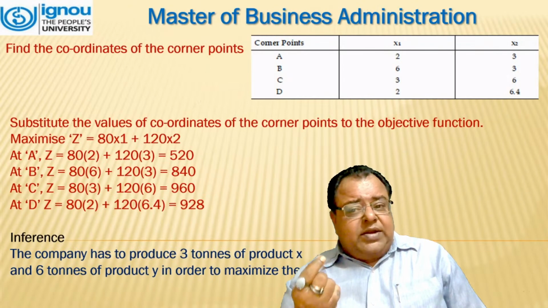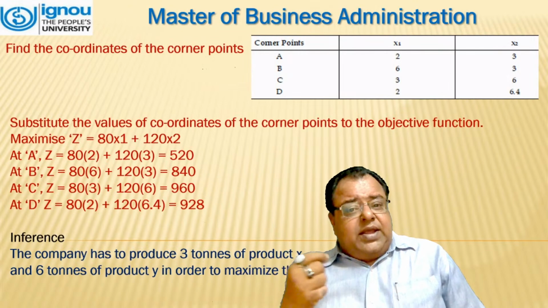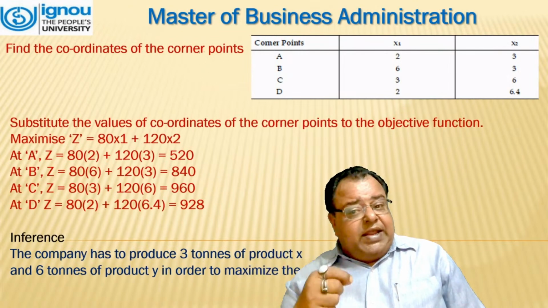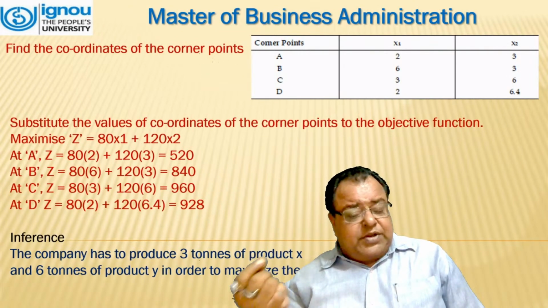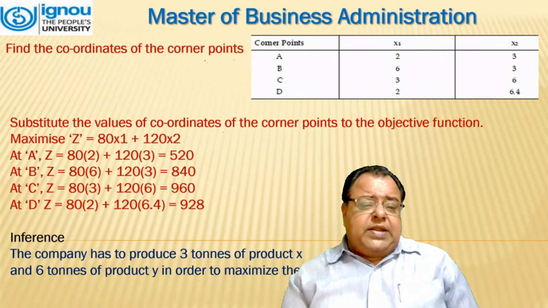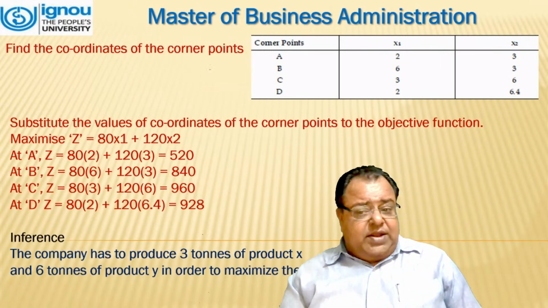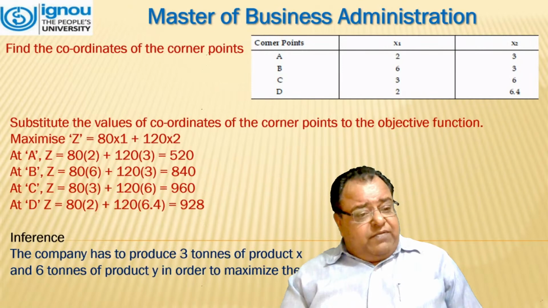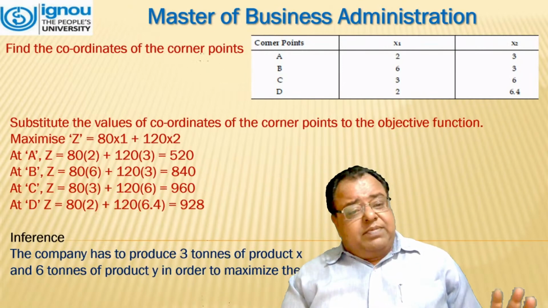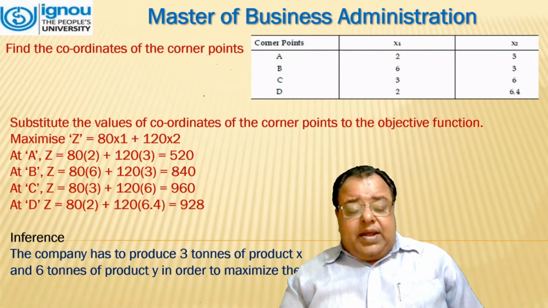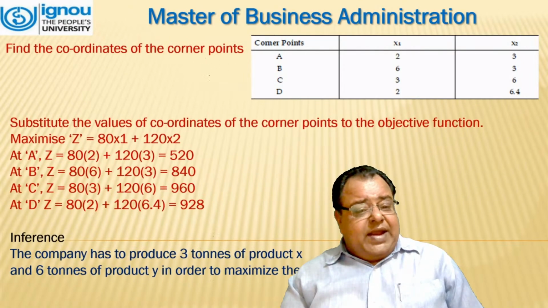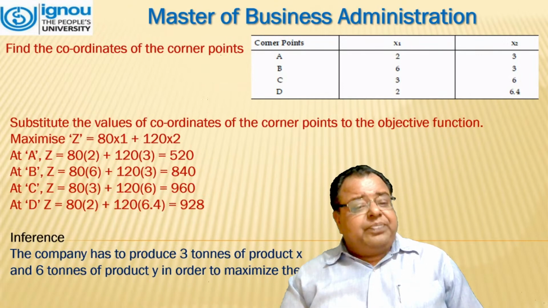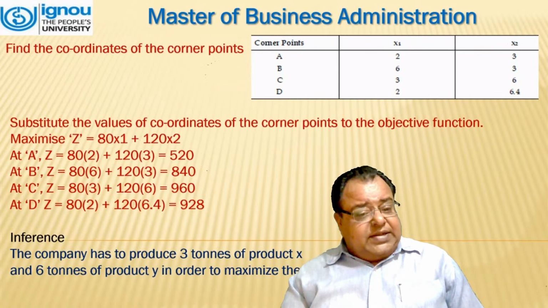That means A is x1 equal to 2, x2 equal to 3. B will be 6, comma 3. C will be 3, comma 6. And D will be 2, comma 6 by 6.4. So we will be putting all these values into the main objective function, that is maximize Z equal to 80x1 plus 120x2. Putting in all the values, we get four values, that is 520, 840, 960, and 928.